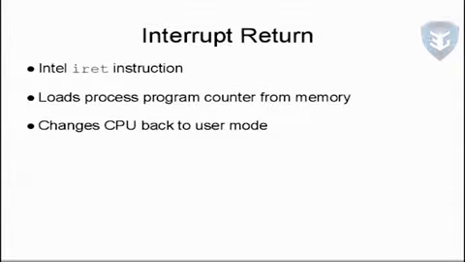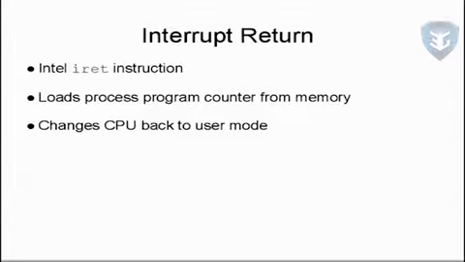An interrupt is processed by branching the program counter to the interrupt handler, executing the interrupt handling code, and then at the end of the interrupt handling code, there'll be an instruction to return from the interrupt. In the Intel assembly language, this is the IRET instruction, which loads the process program counter back from memory. It pops the stack to get the original program counter back, and changes the CPU back to user mode, so it removes the privilege escalation.